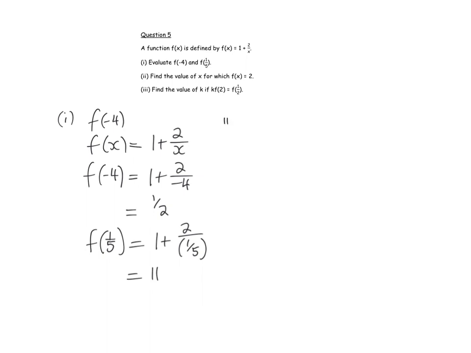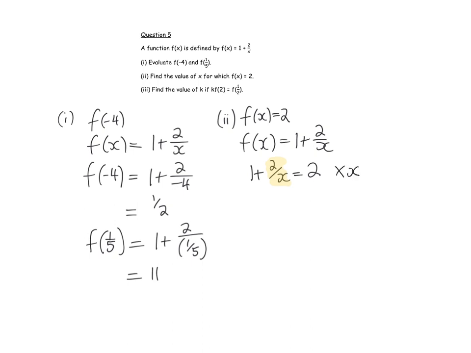The second part then wants us to figure out where f of x is equal to 2. Well, we know that f of x is equal to 1 plus 2 over x. So then the sum we're going to get is 1 plus 2 over x is equal to 2. The first thing we don't like here is the fraction. So to get rid of that fraction, we're going to multiply both sides by x.